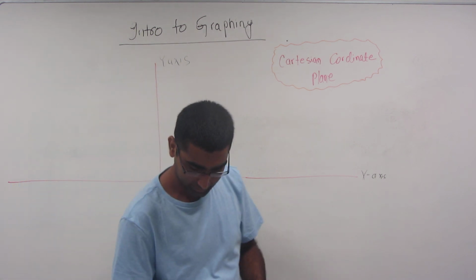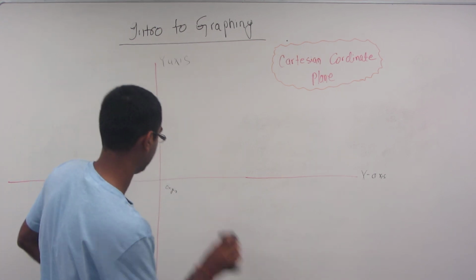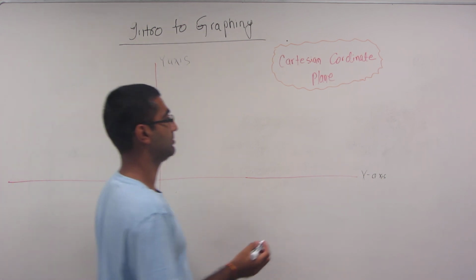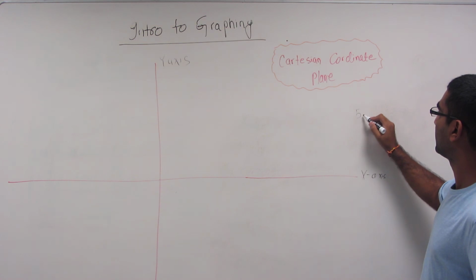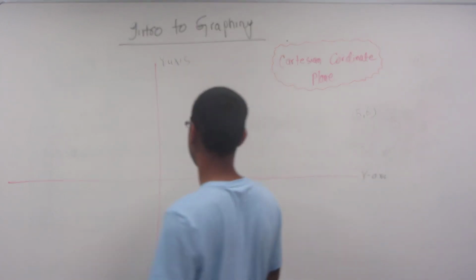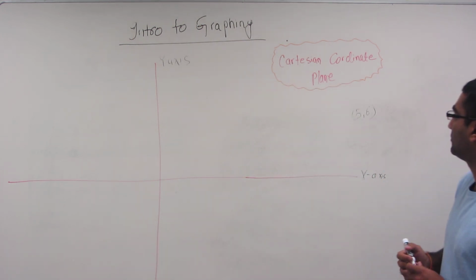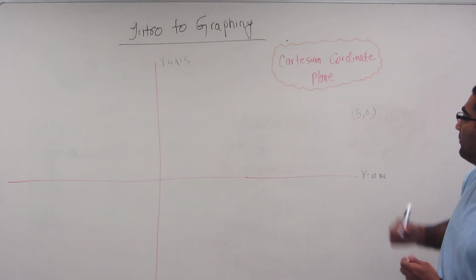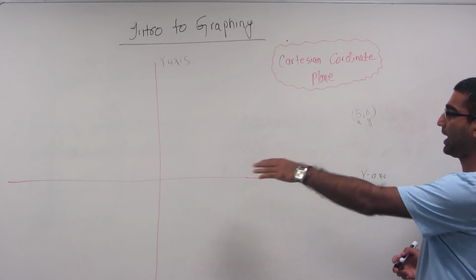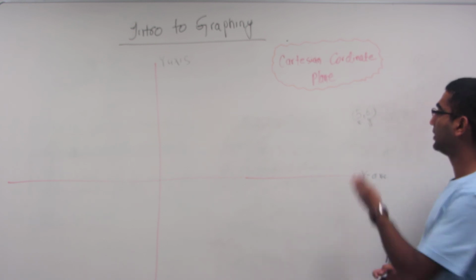Okay. Now the next thing we're going to do is start graphing. Let me just erase this. Now let's say we're trying to graph the point 5, 6. How do you graph this in a plane? This is called a coordinate, and it always has an x and a y value. Your x is how far you go in the x-axis, and y is how high or how low you go in the y-axis.